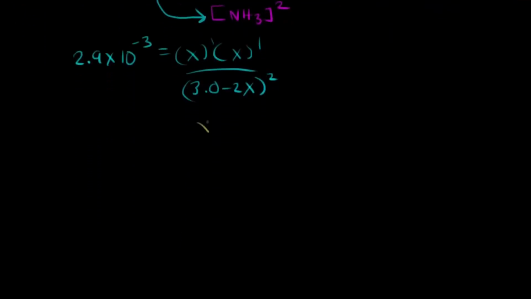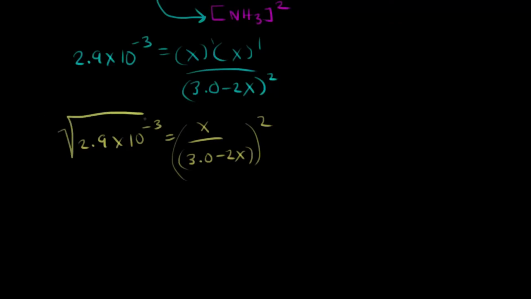So let me write this out. We would have x squared over 3 minus 2x squared is equal to 2.9 times 10 to the negative 3rd. And so what we could do here, these are both x squared, right? These are both x squared, so we could just say that this is all squared on the right side. And then we could take the square root of both sides, right? So take the square root of 2.9 times 10 to the negative third, and take the square root of what's on the right. So the square root of what's on the right would be x over 3 minus 2x.